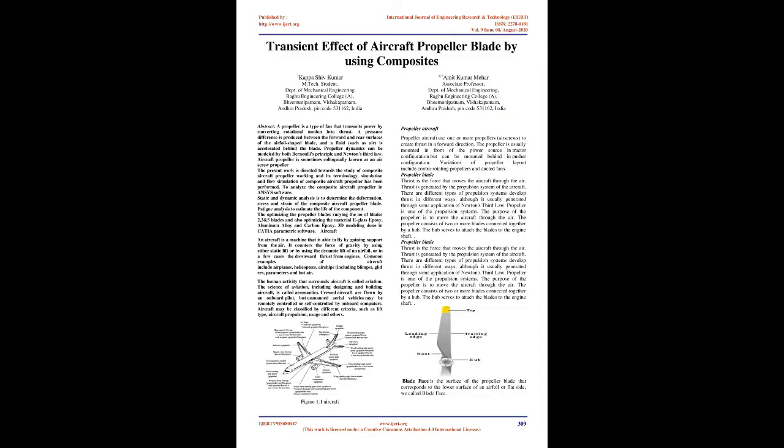Transient effect of aircraft propeller blade by using composites. Abstract: a propeller is a type of fan that transmits power by converting rotational motion into thrust. A pressure difference is produced between the forward and rear surfaces of the airfoil-shaped blade, and a fluid, such as air, is accelerated behind the blade. Propeller dynamics can be modeled by both Bernoulli's principle and Newton's third law.